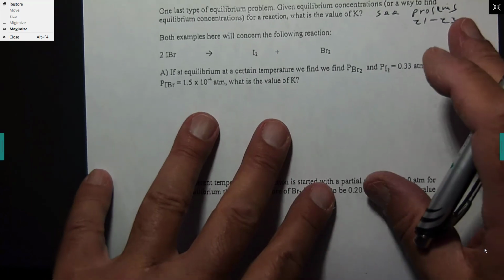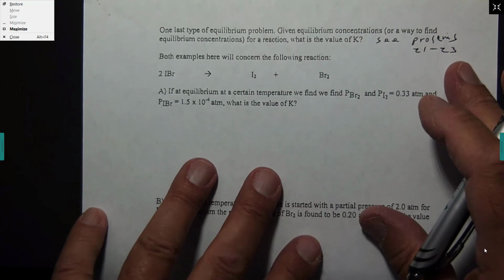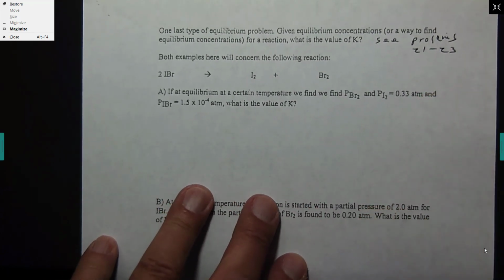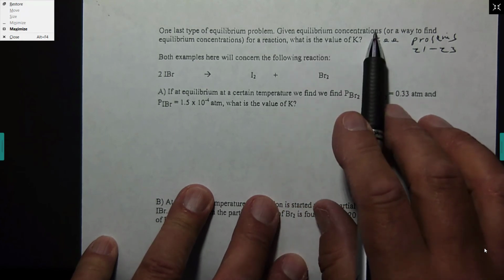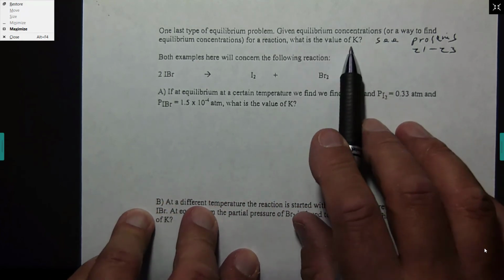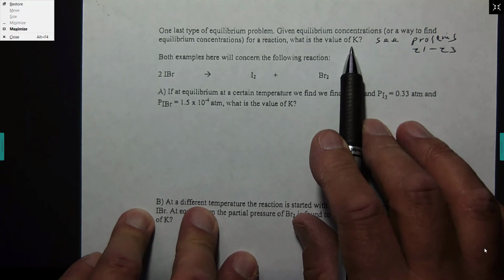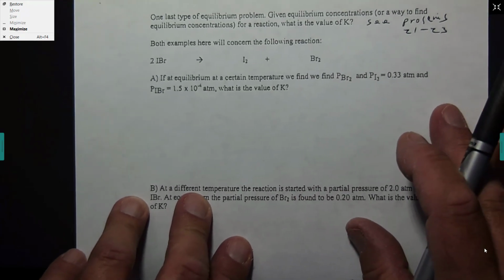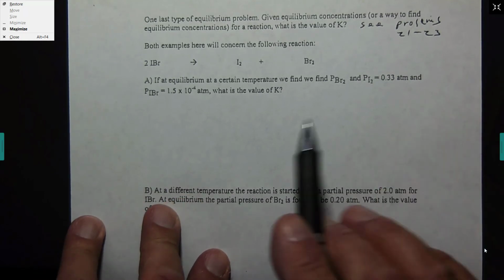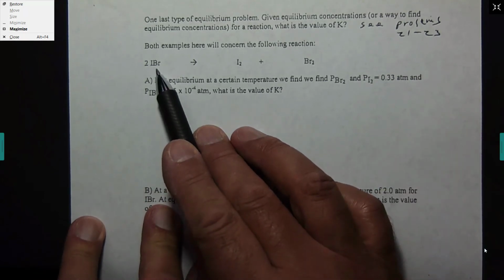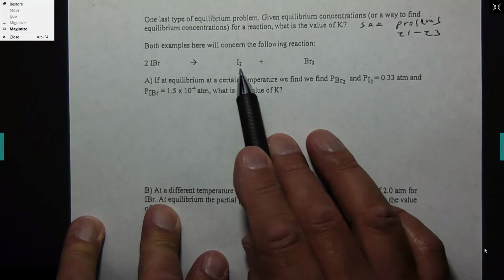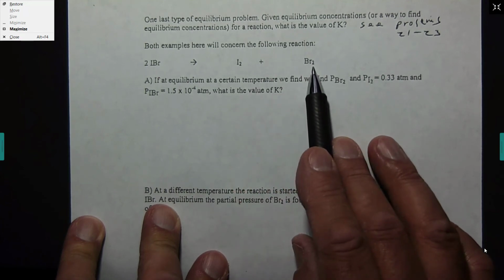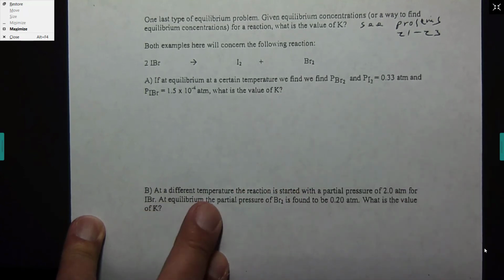These ones are actually some of the easier ones. You're given equilibrium concentrations, and you're asked, what's the value of K? You'll be doing this in the lab if you haven't already, the laboratory portion of the course. So let's say you have this reaction. Two IBr react to give you an I2 and a Br2. And at a certain temperature, they let it come to equilibrium.